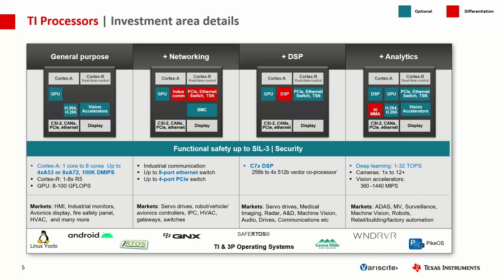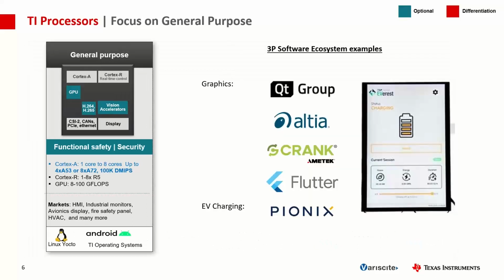And then the extension of that general purpose family is adding some more application-specific cores, so plus networking, plus DSP, or plus analytics. So when we go to the next slide, we'll focus in on the general purpose family of devices. As the introduction mentioned, I focus on the ecosystem of products, primarily the hardware ecosystem, but the hardware doesn't do anything without software. So the extension of our hardware ecosystem is some of the software features that can be coupled with it.